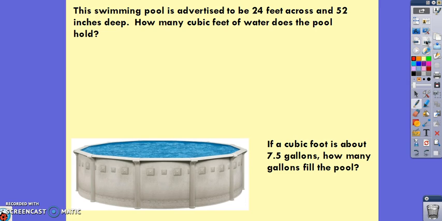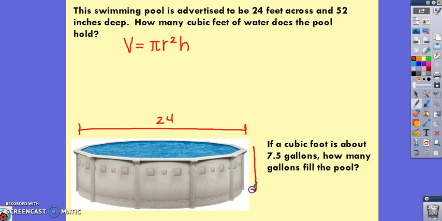I didn't have to round anything until I put that pi in there. One volume problem. How can I tell this is a volume problem? Because we're filling it up. It's a swimming pool. How much water does the pool hold? And so we're going to be using our volume formula this time. Area of the base shape times the height, pi r squared h. This one is 24 feet across and 52 inches deep.